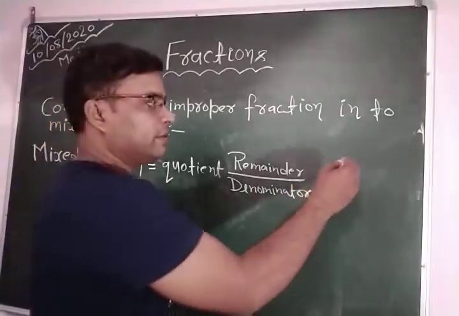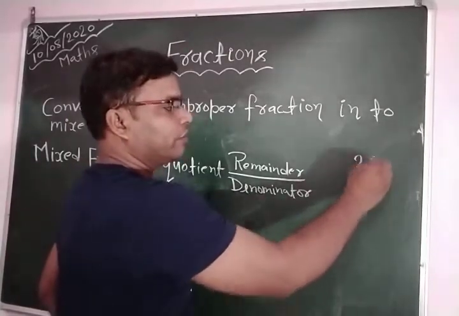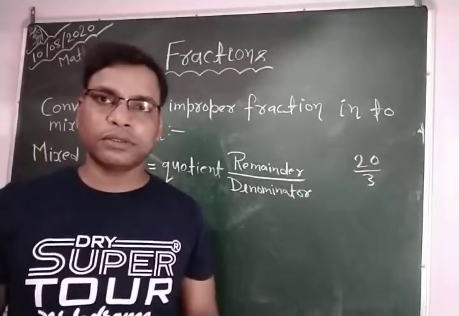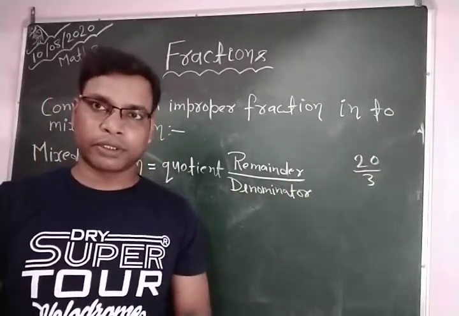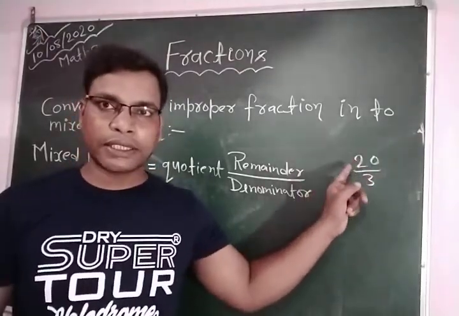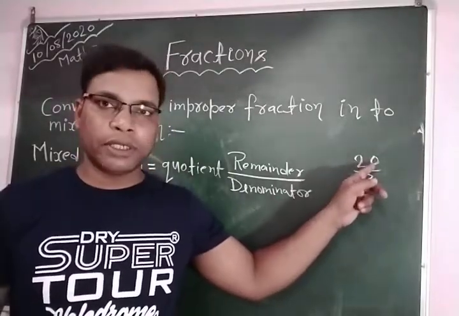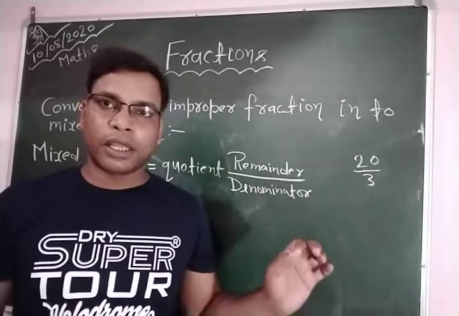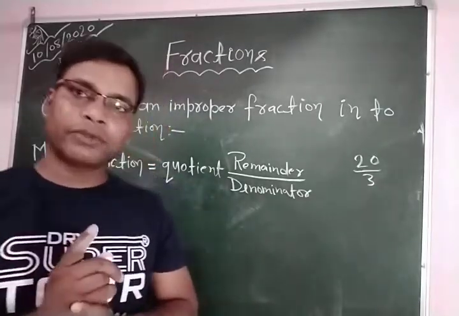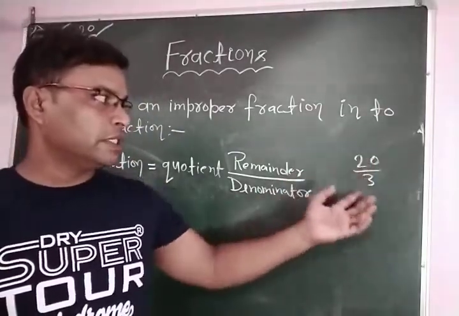Suppose the given improper fraction is 20 by 3. We need to convert this improper fraction into mixed fractions. Why can you say this is improper fraction? Because you can see here numerator is 20 and denominator is 3. Numerator is greater than denominator. When numerator is greater than denominator, then you can say this is improper fraction. So how do we convert this improper fraction?